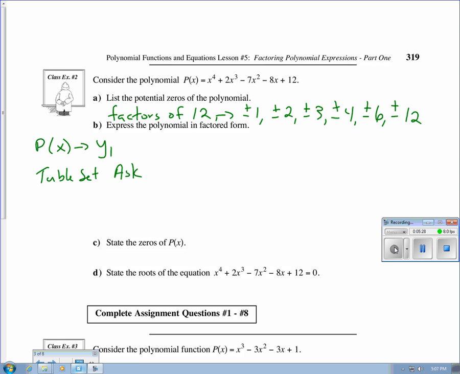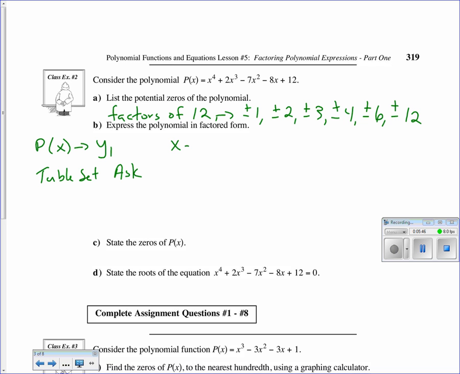So I have my equation entered into y equals. I've set my table to start at 0, and I'm going to ask my table questions. What happens when x is 1? Well, when x equals 1, y equals 0. So that means x minus 1 is a factor.